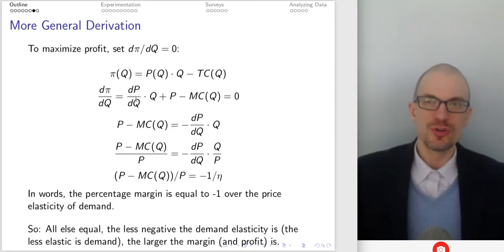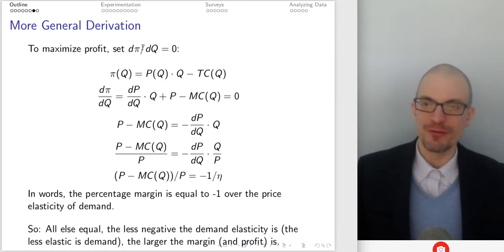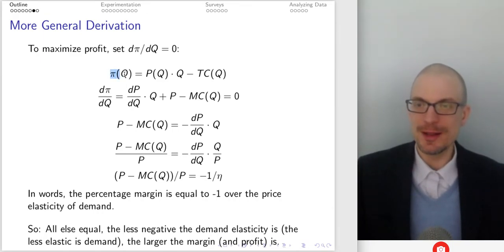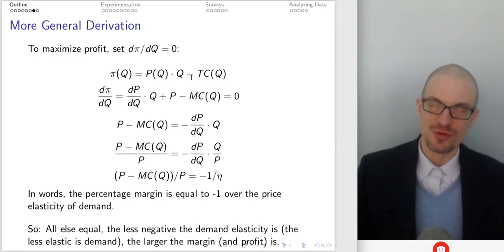Now here's the more general derivation, if we get away from the numeric example. To maximize profit, we're going to take d pi dq just as we did. Here's profit written in terms of quantity. So this is price as a function of quantity. To take this derivative, this is going to be like the product rule: the derivative of the first times the second, plus the first times the derivative of the second.